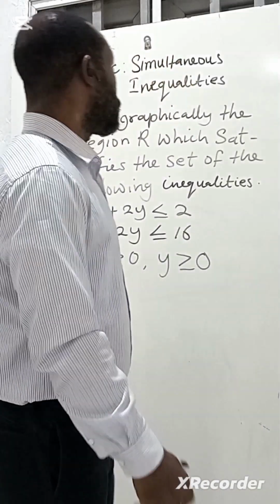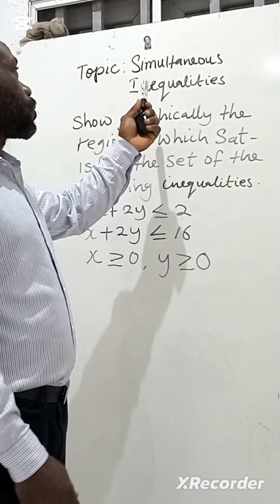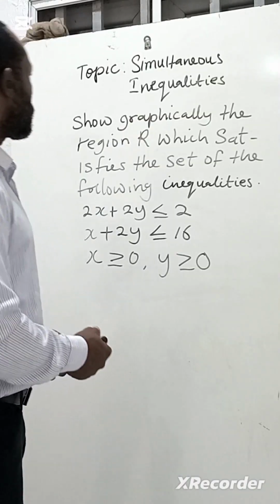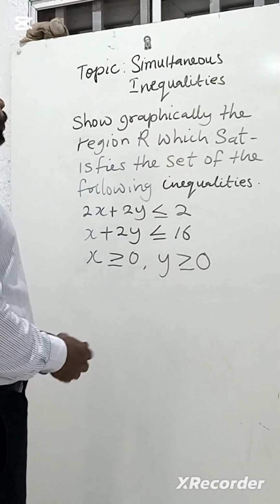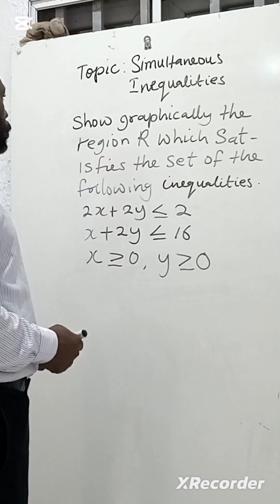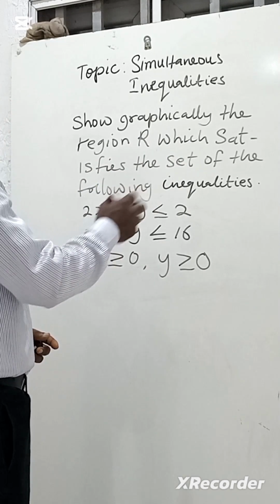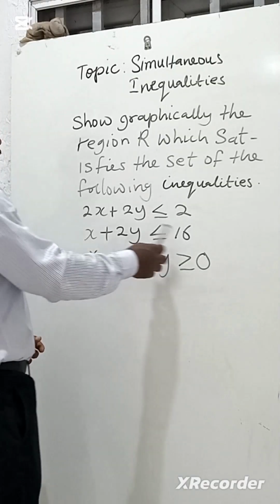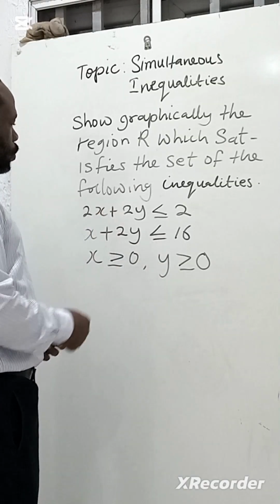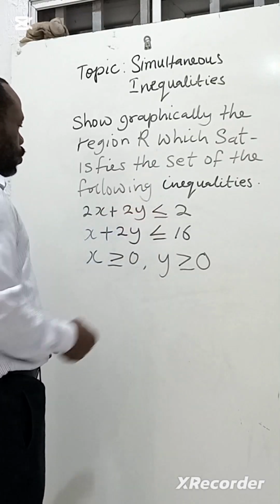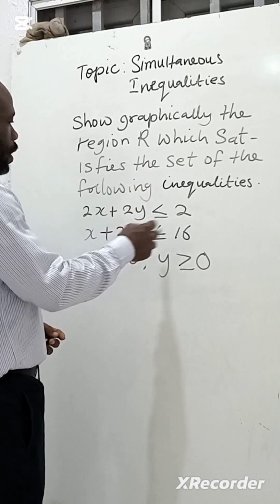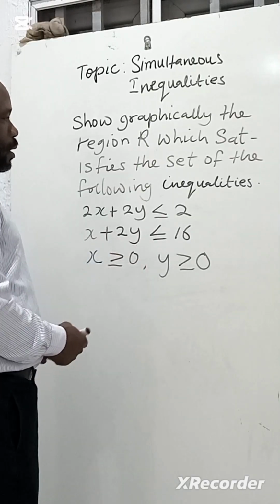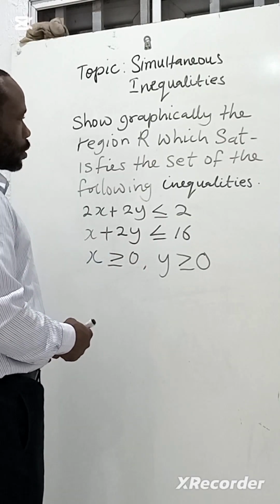Today's topic is simultaneous inequalities. The question says, show graphically the region R which satisfies the set of the following inequalities. So we have 4 inequalities here: 2x plus 2y less than or equal to 2, x plus 2y less than or equal to 16, x greater or equal to 0, and y greater or equal to 0.